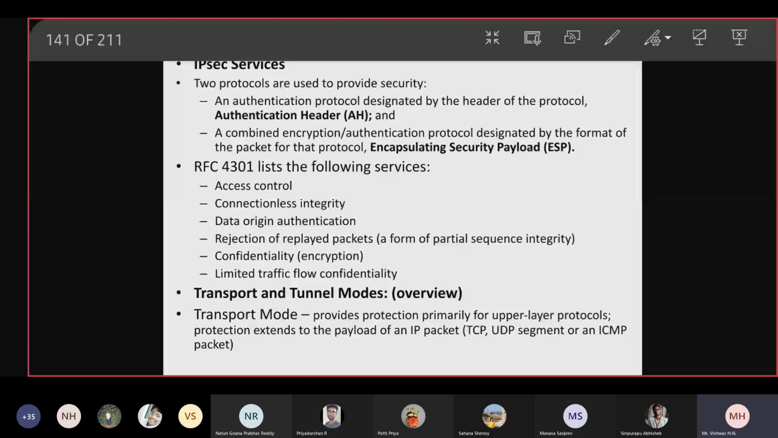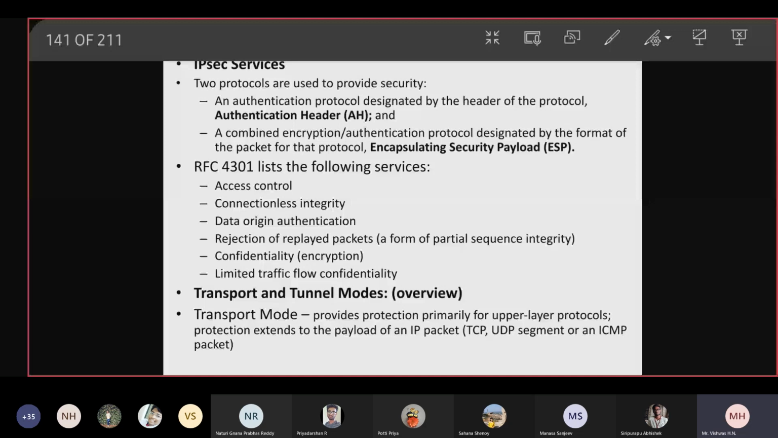primarily for upper layer protocols. Protection extends to the payload of the IP packet. Is that clear? It's not just for the header. The protection extends to the payload of the IP packet also, such as a TCP or UDP segment or an ICMP packet.